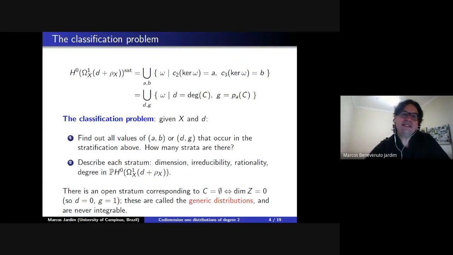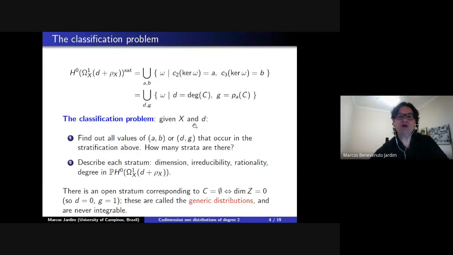So now let me try to set up what I call the classification problem. We have these various strata here of this open subset of this affine space, and you can characterize these strata either by the Chern classes of the kernel sheaf of omega, or the degree and genus of the one-dimensional part of the singular scheme.